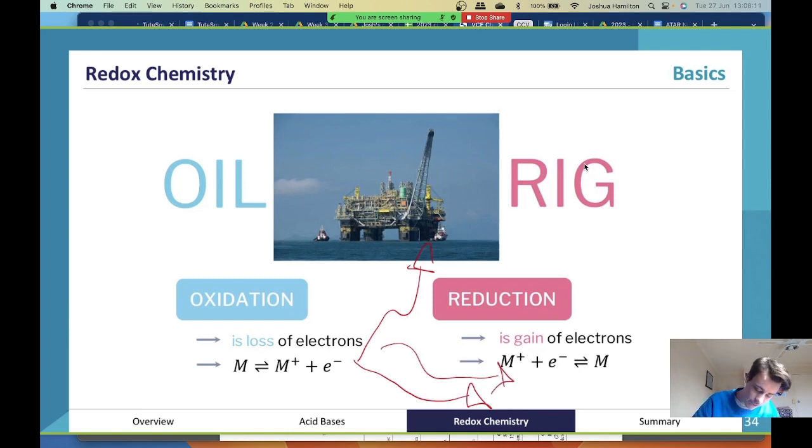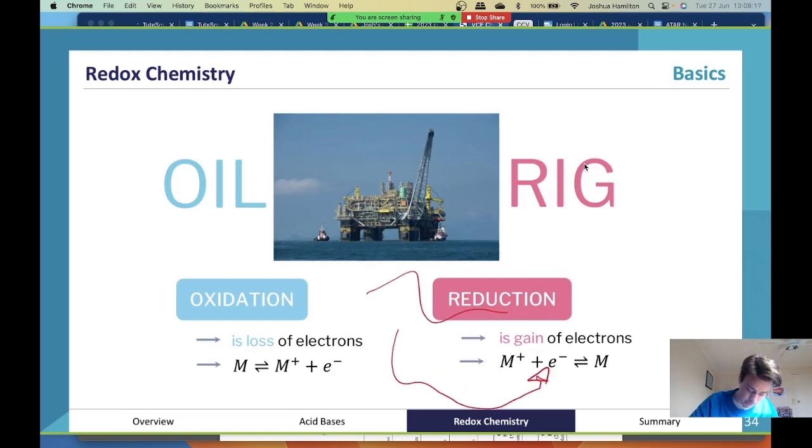In our other equation here, so in our reduction equation, our electron has been free to do whatever it wants, and then it comes in here. And now, when it comes in here, it's now added into this molecule, and it's stuck in there. It's not free to go and do whatever it wants. So that electron has been gained. This electron over here has been lost. This electron here has been gained.